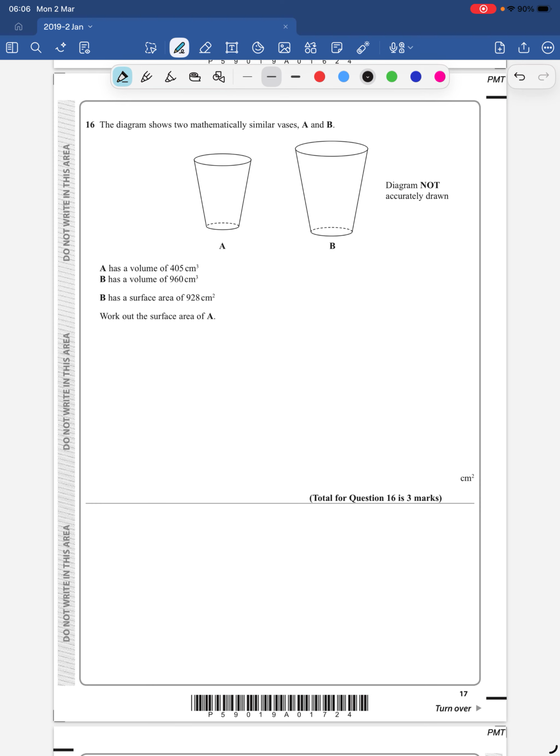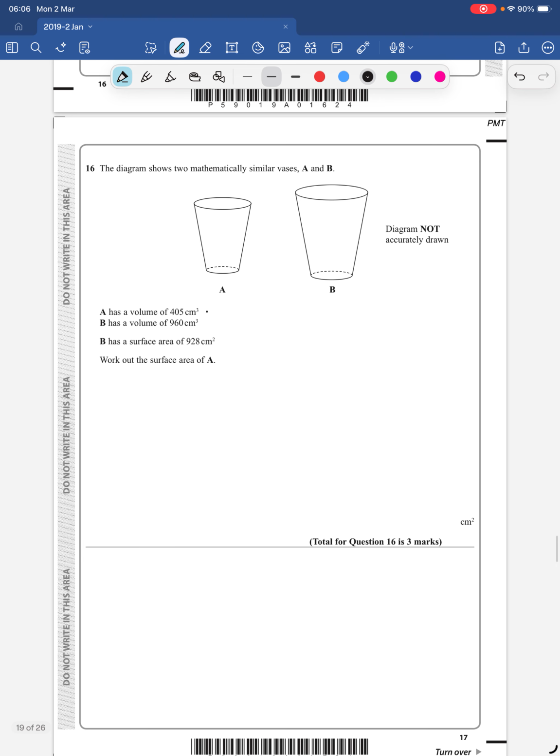Okay, this question is about as hard as they get, these scale factor questions. What they're asking you to do is go from the volume scale factor, which we'll work out from these, back down to the linear scale factor, and then we square that to get the surface area scale factor, the area scale factor, and we'll use this fact to calculate the surface area of A.